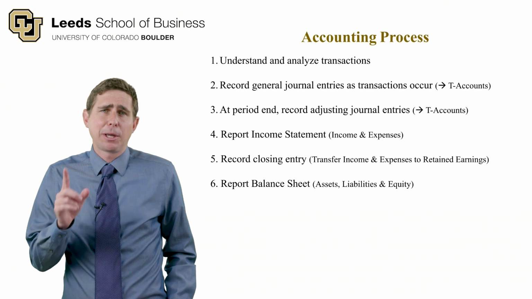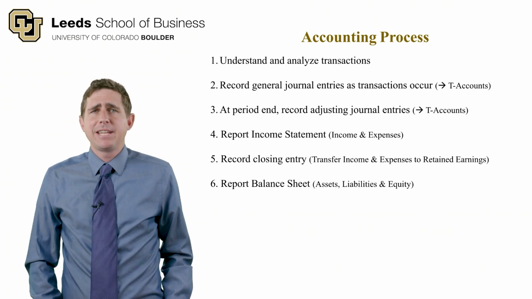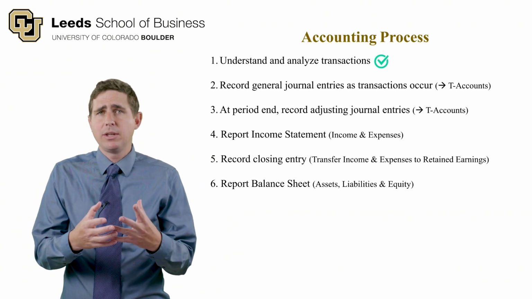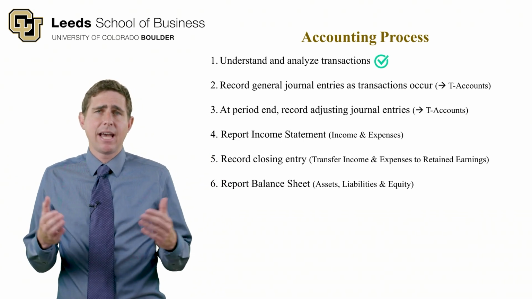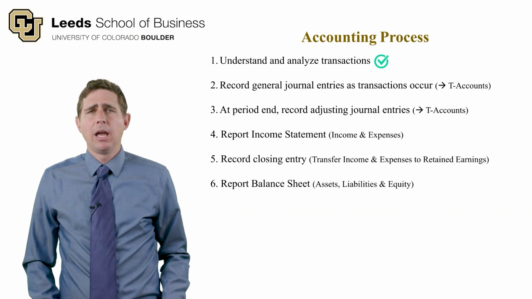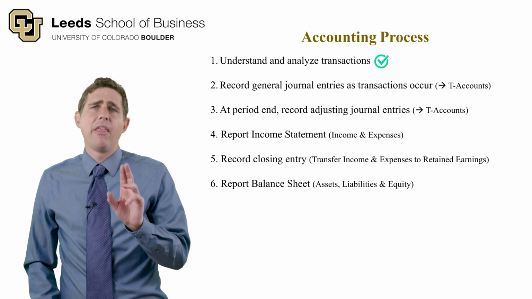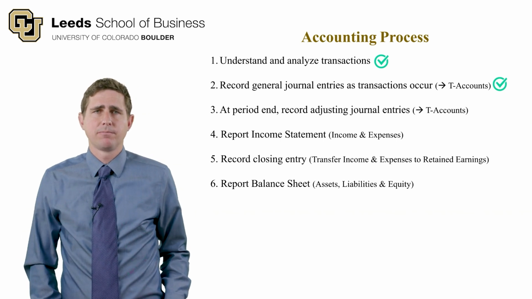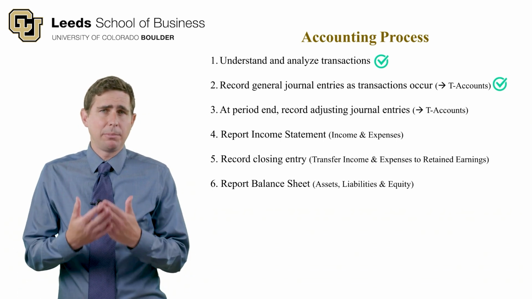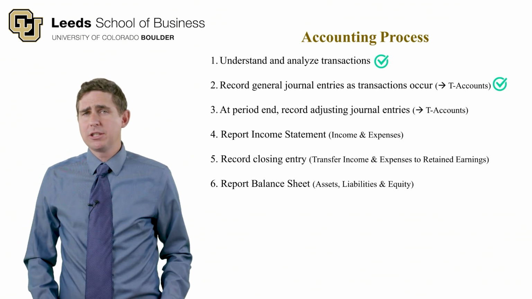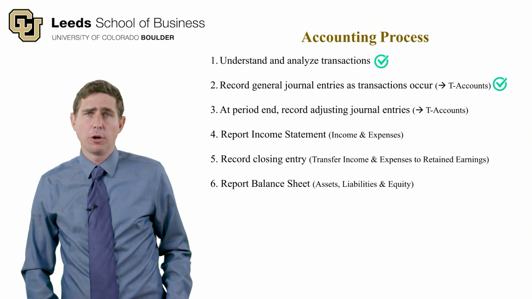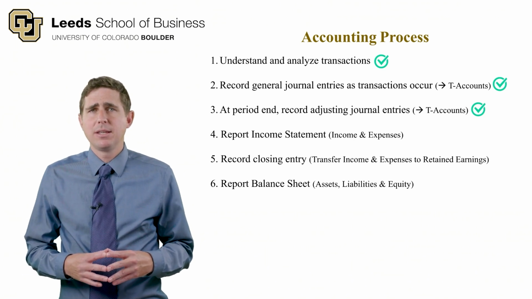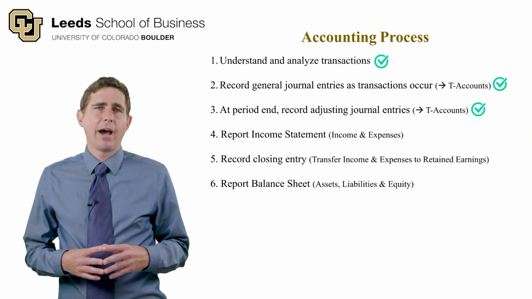Let's remember our accounting process. First, we understand and analyze transactions. Remember when transactions and economic activities occurred, we analyzed them and decided which accounts to increase or decrease? Then we recorded journal entries and posted those journal entries to T accounts. Then time passed and we arrived at the period end. We recorded adjusting journal entries as necessary and posted those to our T accounts. And so we've completed the first three steps in this accounting process. Now we're going to do the final three steps.